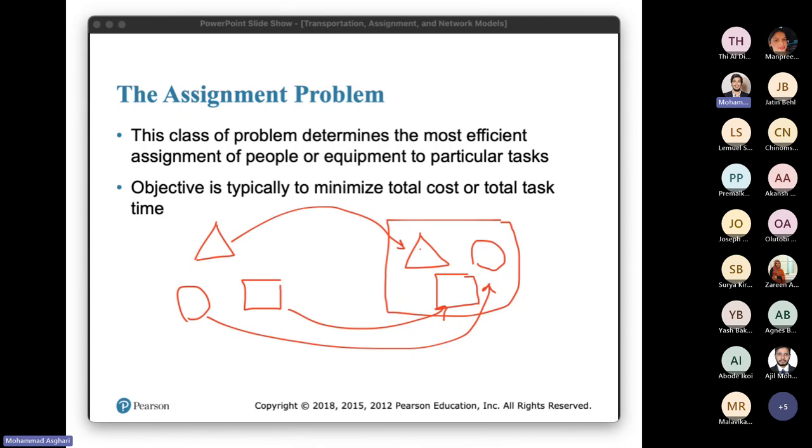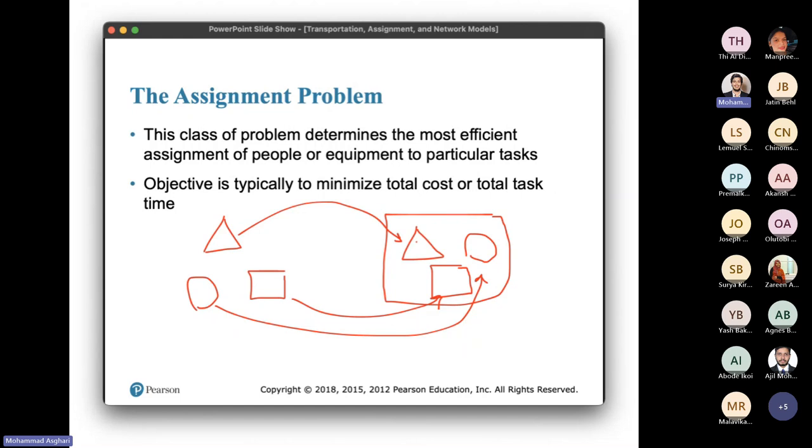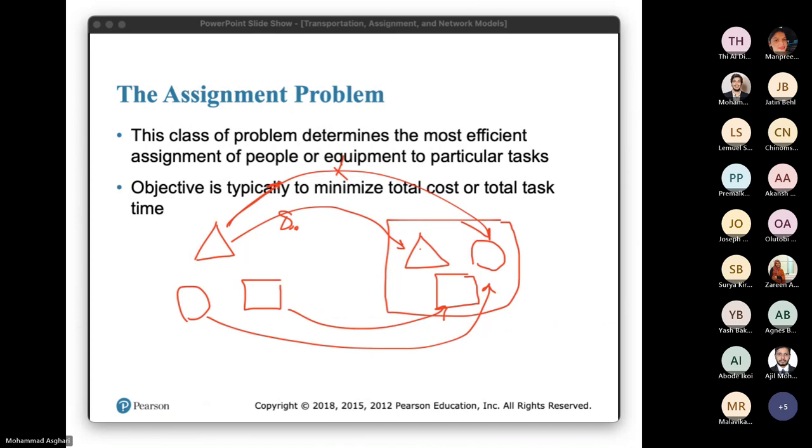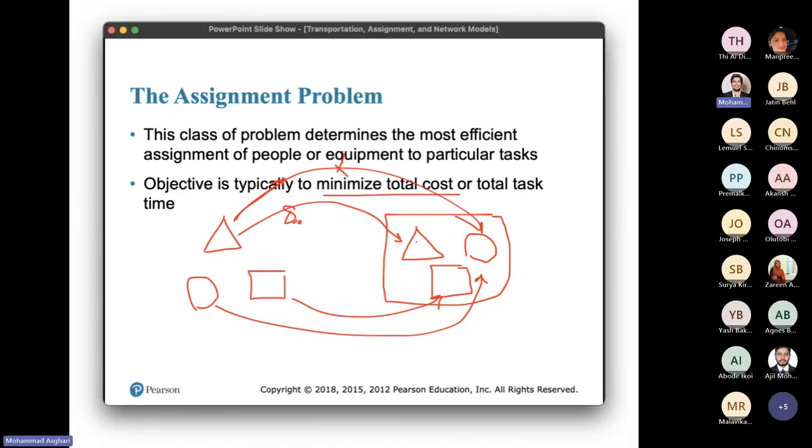There is only one match for each shape. You cannot say that I have 1,000 items, and 200 go in this shape and 800 go in this shape. No, this is not possible. So what is the objective function? The objective function in this problem is like the previous one: minimize total cost or total task time. We have two types of objective function in these kinds of problems.